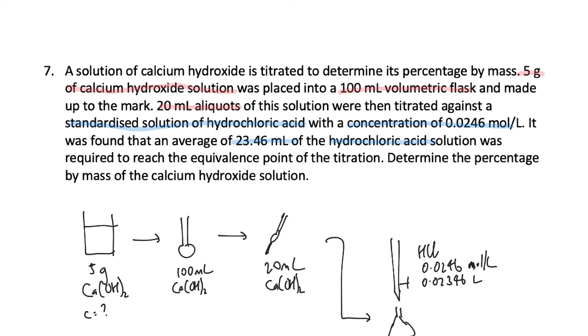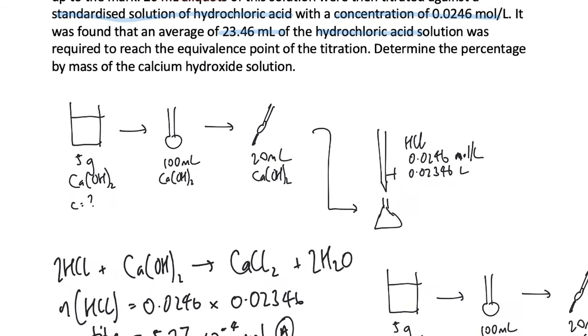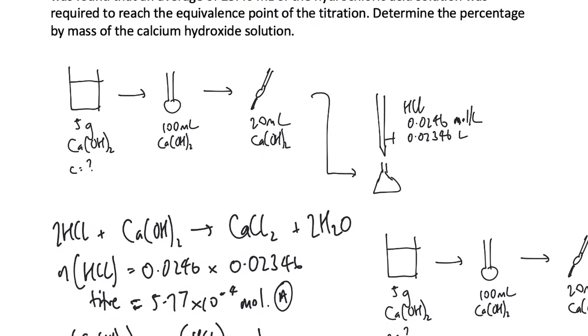All right, so again, highlight the information so that you can see which numbers are related to which chemicals, right? And then you can see that there's only 2 chemicals in here. Then again, draw it out so you can see. Here I have 5 grams of calcium hydroxide, okay? Of 5 grams of calcium hydroxide solution with an unknown concentration in terms of percentage by mass.